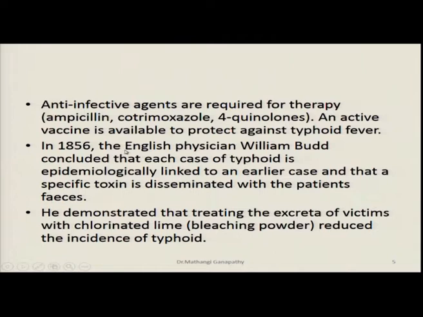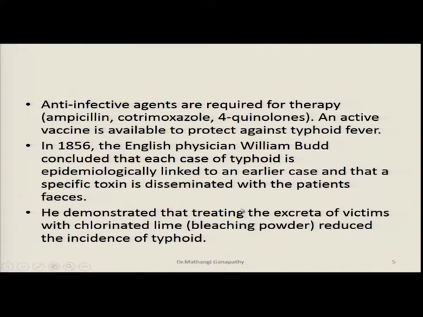If you look at the history of typhoid fever detection and the involvement of Salmonella typhi in causing this disease: in 1856, the English physician William Budd concluded that each case of typhoid is epidemiologically linked to an earlier case. So one person gets it from another person, and a specific toxin is disseminated with the patient. A patient, when he passes stools, excretes the toxin, and direct or indirect ingestion of this causes the disease in another person.